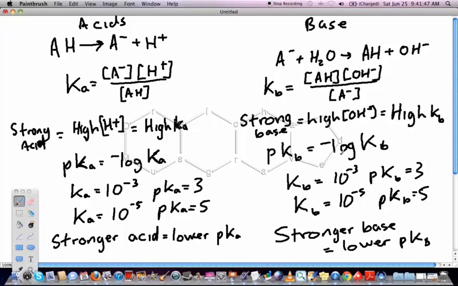Now the pKb is the negative log of the Kb, and again we can do the same analysis as we did before with the Kas, and what we can find out is that the stronger the base, the lower the pKb value will be. And that's the important thing. Stronger acids have lower pKas, stronger bases have lower pKbs.